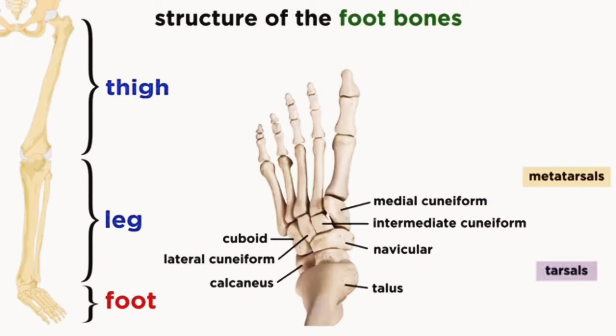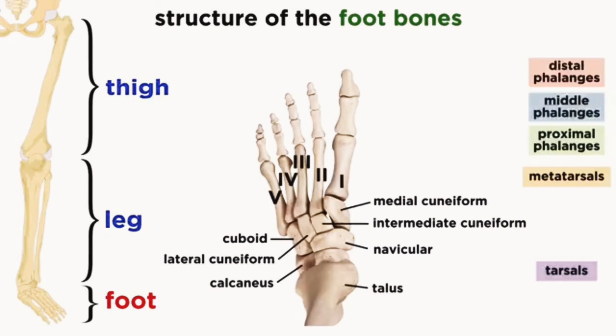Next we see the metatarsus, with 5 long metatarsals, again numbered 1 through 5. Also like the hand, we see 14 phalanges, 3 per toe, except 2 for the big toe, also known as the hallux.